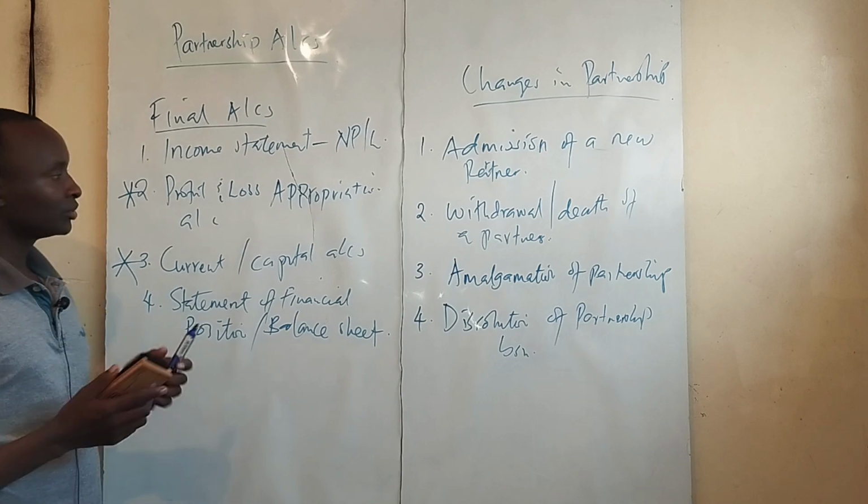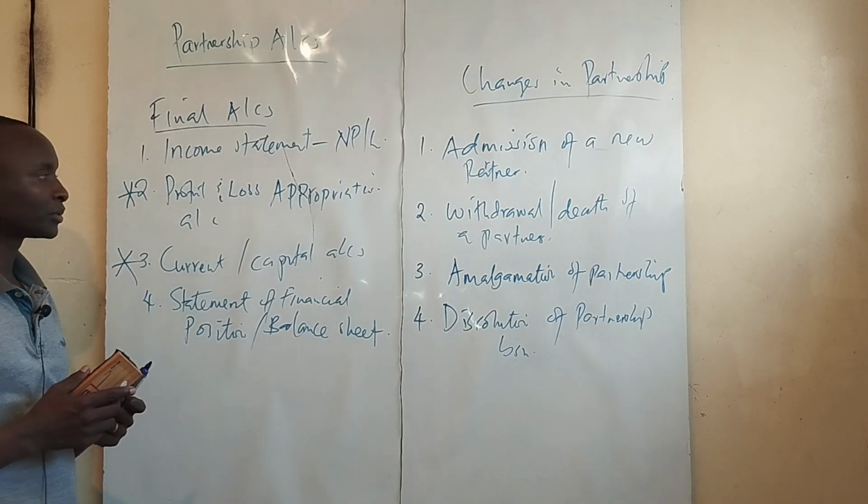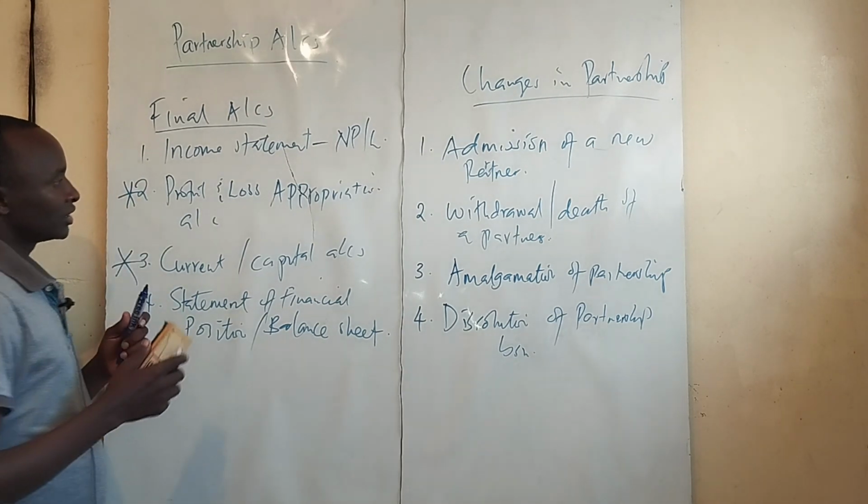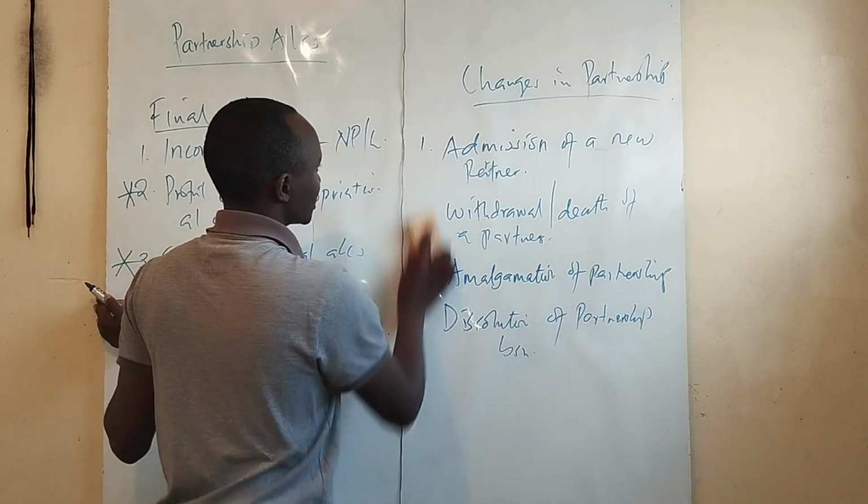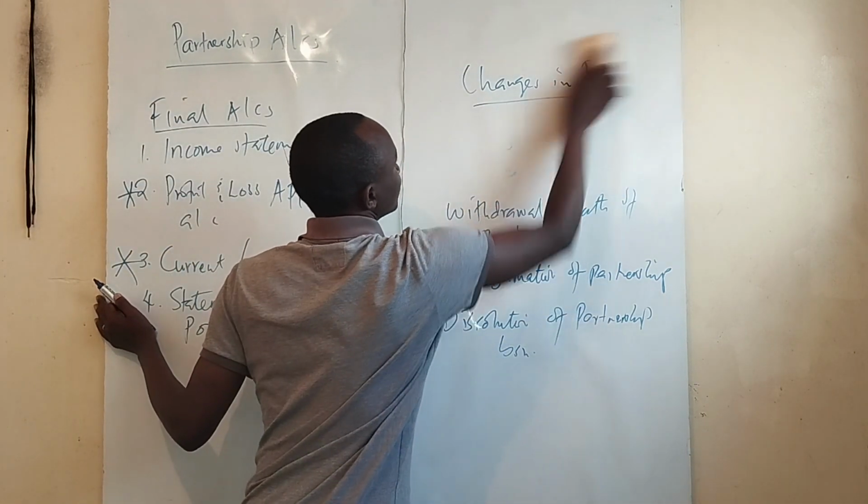So without much ado, allow me to take you to the profit and loss appropriation account, and then we look at the current accounts thereafter.